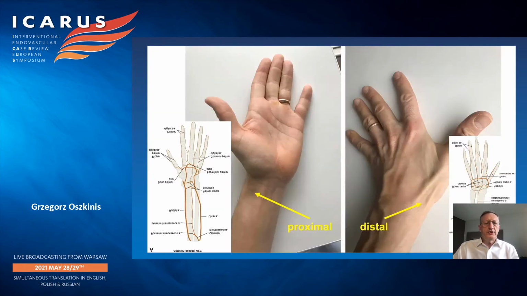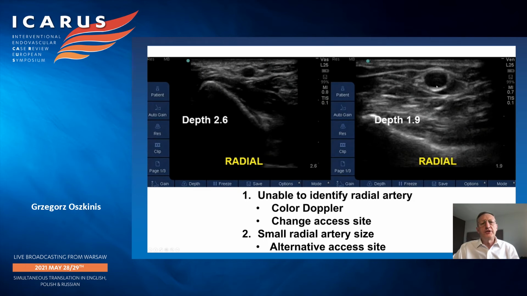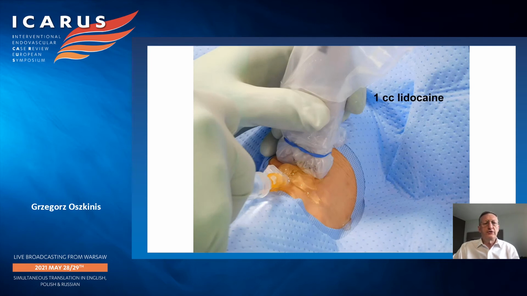Of course, there are two possibilities to puncture the radial artery, proximal and distal. Distal is snuff box. It's, from my opinion, a little bit more difficult. So we always try to puncture the proximal side of the artery. We always use the ultrasound investigation. It makes the puncture much more easy. We are able to measure the artery even using the color Doppler. And if the artery is too small, we are going to the femoral artery.